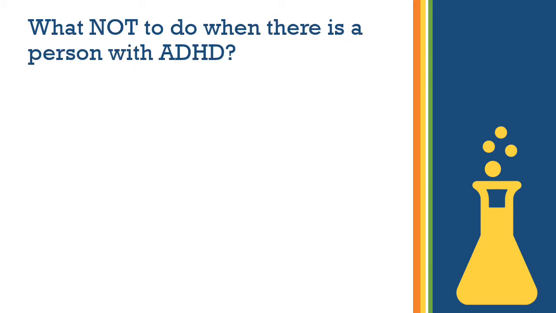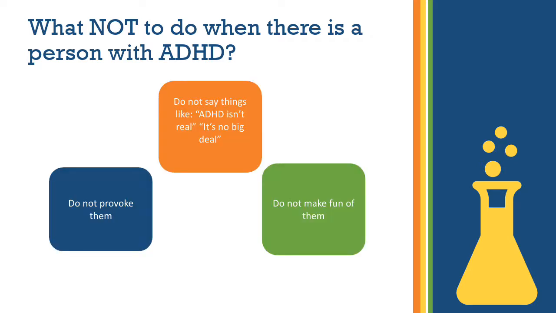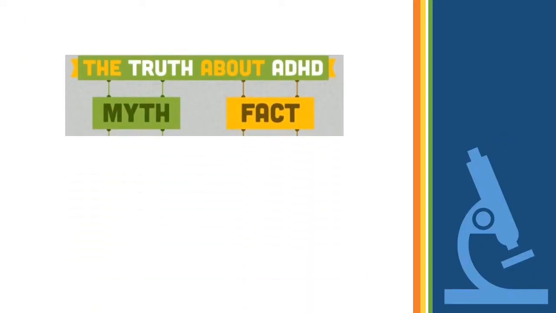Next, what not to do when there is a person with ADHD. Do not provoke them. Do not say things like ADHD isn't real or it's no big deal. And lastly, do not make fun of them. So the truth about ADHD. Here are the myths and facts.